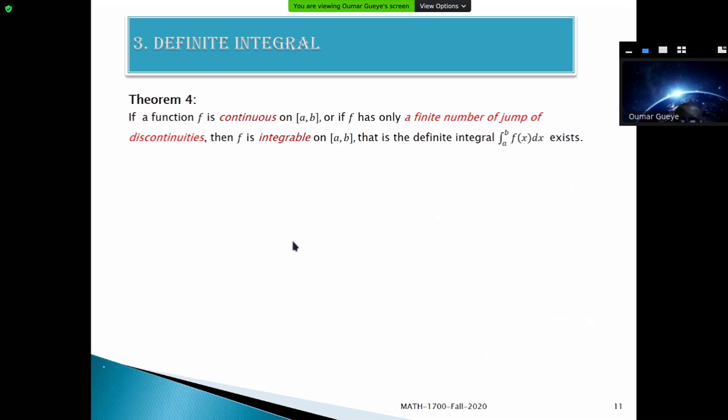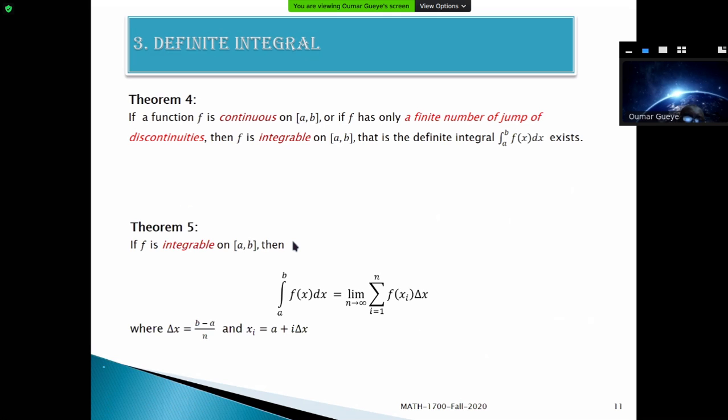All right. Now, next theorem. So this theorem says if your function is already integrable on the interval AB, in that case, calculating the integral becomes just calculating this limit. You guys can see this is different from what the definition says.